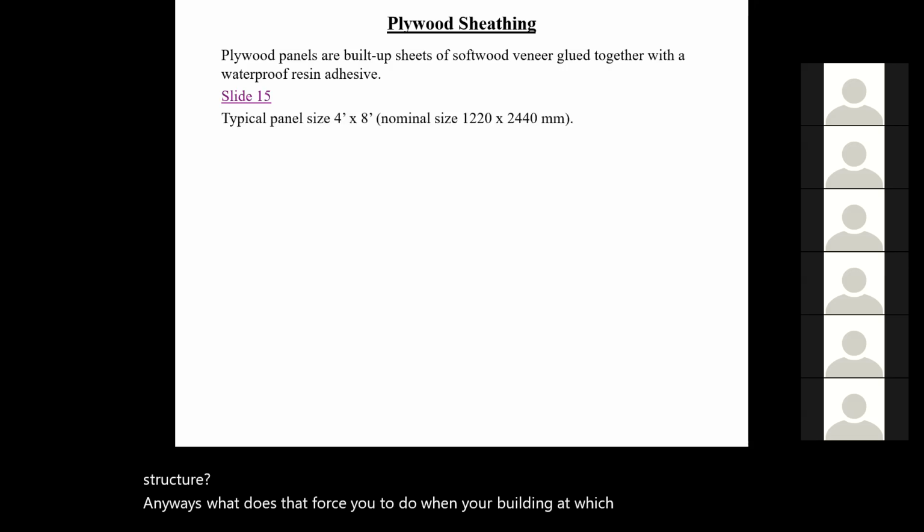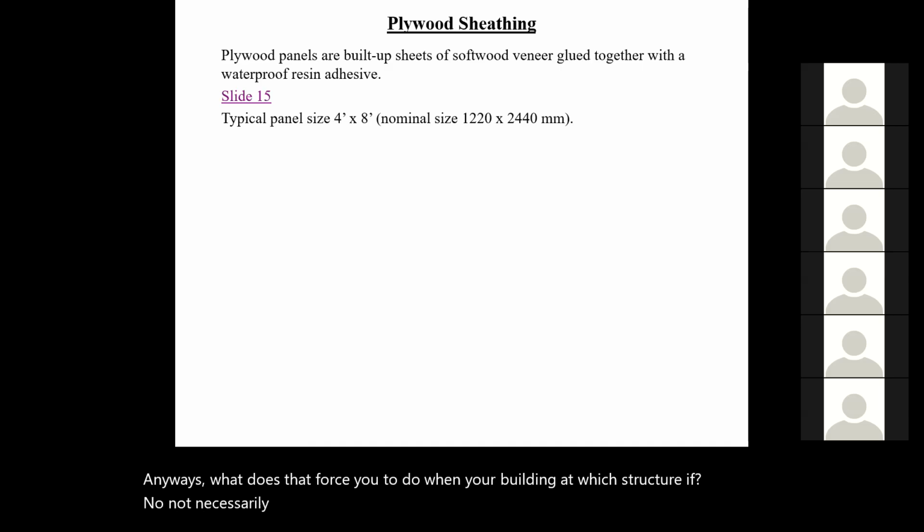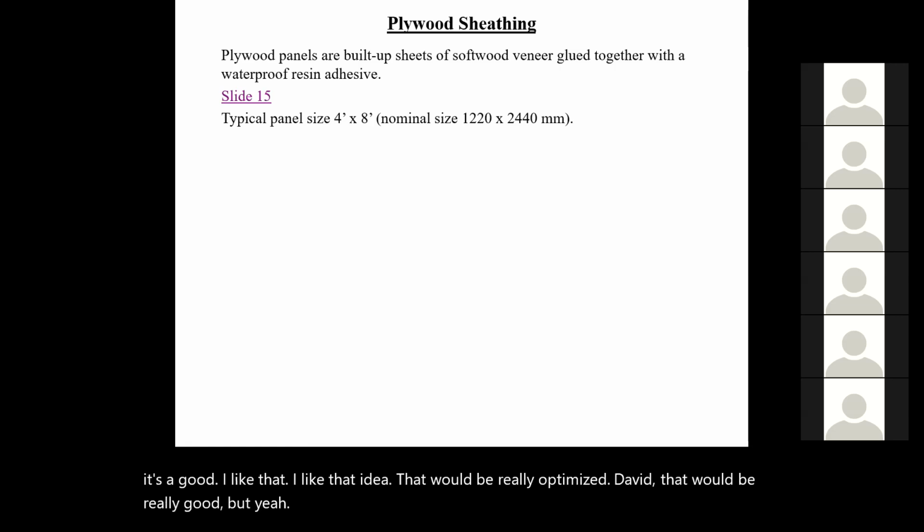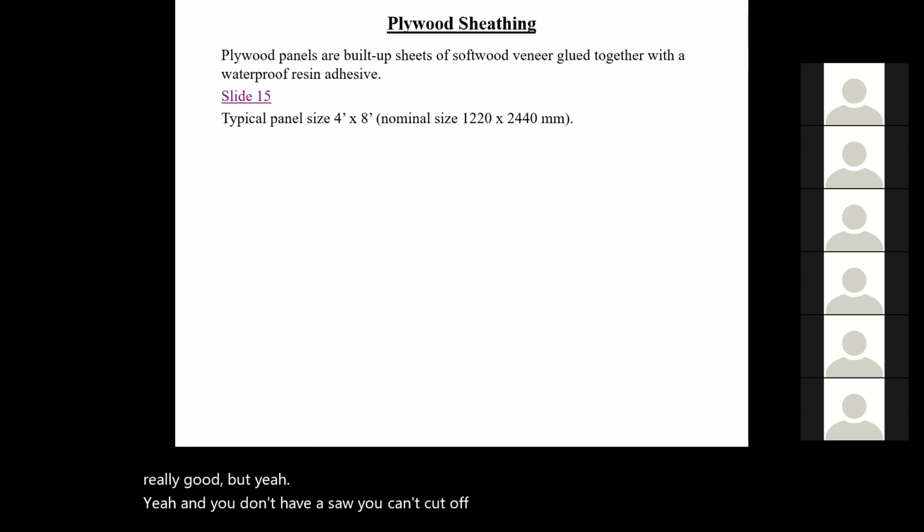You might want to try to make your building in 4 by 8. Like, for example, you want to do things 12 feet wide. No, not necessarily. You're trying to save plywood. No, that's not what I'm getting at. But I like that idea. That would be really optimized, David. That would be really good. But in case you don't have a saw, you can't cut off the ends. But that would be a plus, David.